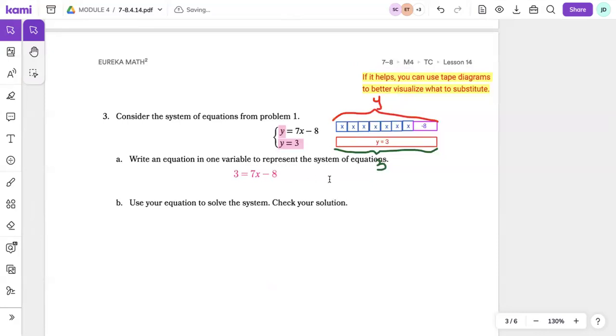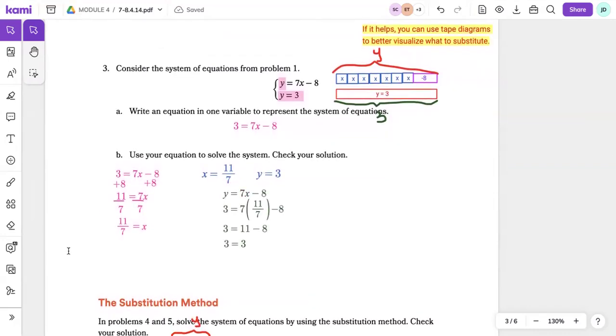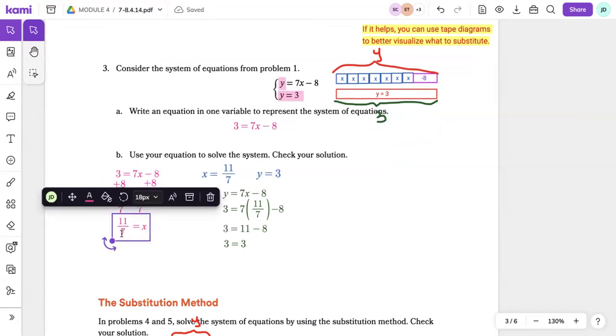On your own, solve and then check the solution by plugging your y and your x into this top equation. And what did you get for your solution? Here's where you can check your work. You can see what I've done here. I rewrote 3 equals 7x minus 8, solved for that, and I got x equals 11/7.